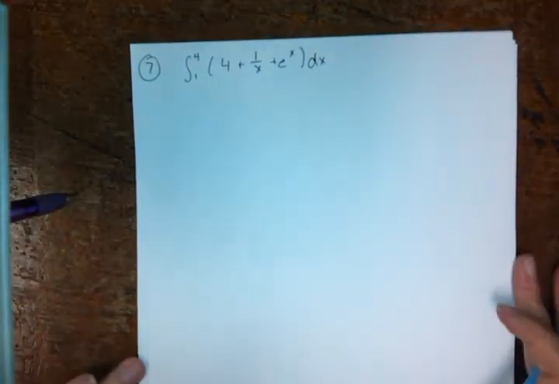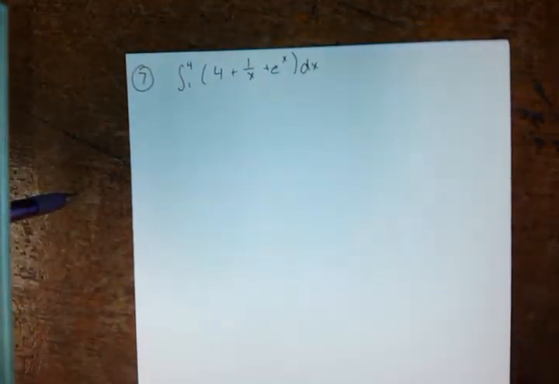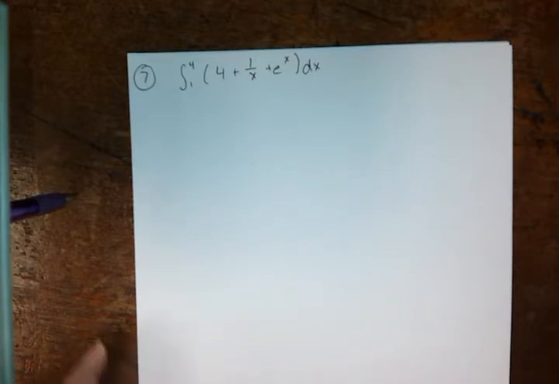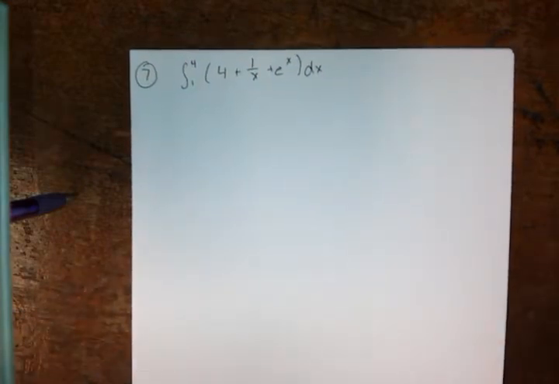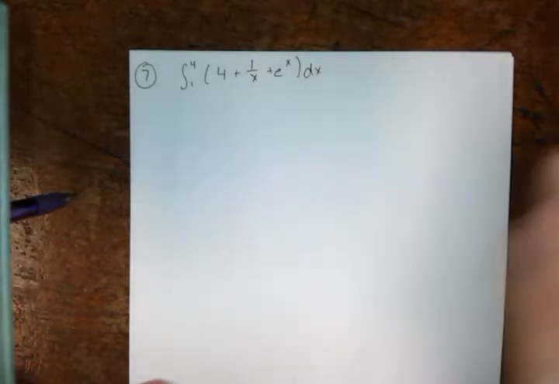Okay, let's take a look at number 7. When I first looked at number 7, I kind of had to wonder why it's even in this section. Because this section is mostly about using substitution to find definite integrals. But this particular question doesn't require substitution. We don't have to do any substitution. We just need to take this integral and solve it.